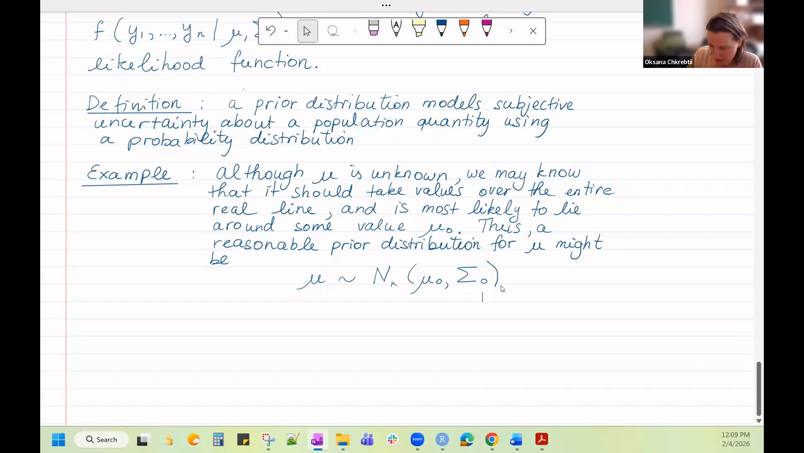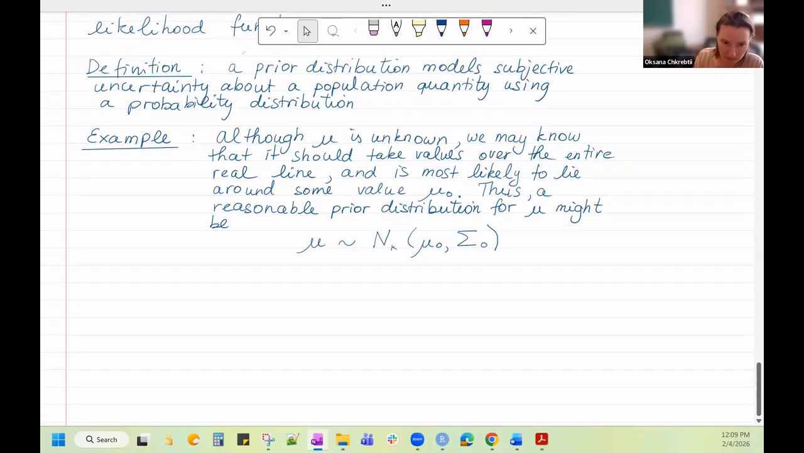So for instance, the diagonal entries of sigma naught will be larger if we are less confident about where mu is, so the prior probability will be more diffuse. We could similarly assign a prior distribution to sigma, but we would need to use a distribution that puts positive probability mass on symmetric positive definite matrices. Okay, and there are such distributions. One example is the Wishart distribution, but we're not going to cover it here. For the moment, let's assume that the matrix sigma is known and that the only unknown population quantity is mu.